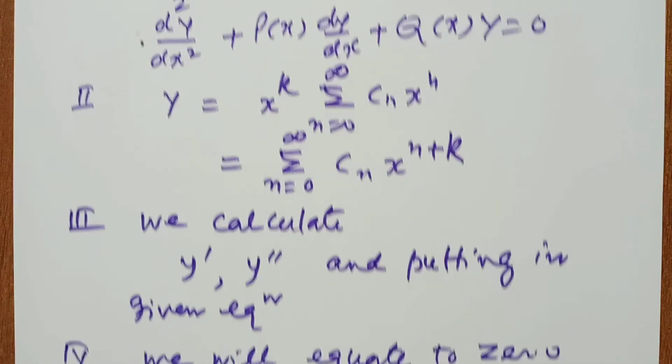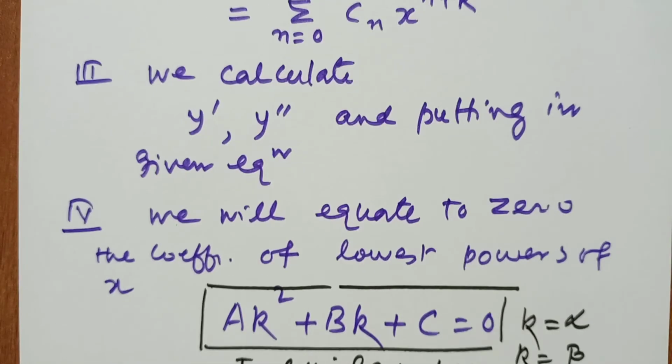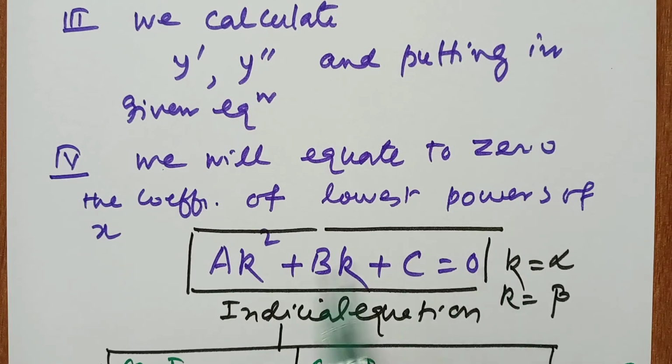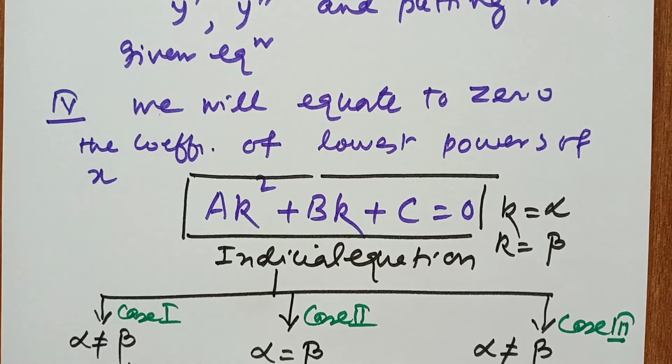Next step is we equate to 0 the coefficients of lowest powers of x. In this case we get a quadratic equation in terms of k, means a second degree equation in k. So k has two roots, alpha and beta. So there are three cases that arise. First is alpha does not equal beta, but their difference does not belong to I, means roots are not equal and their difference is not an integer.